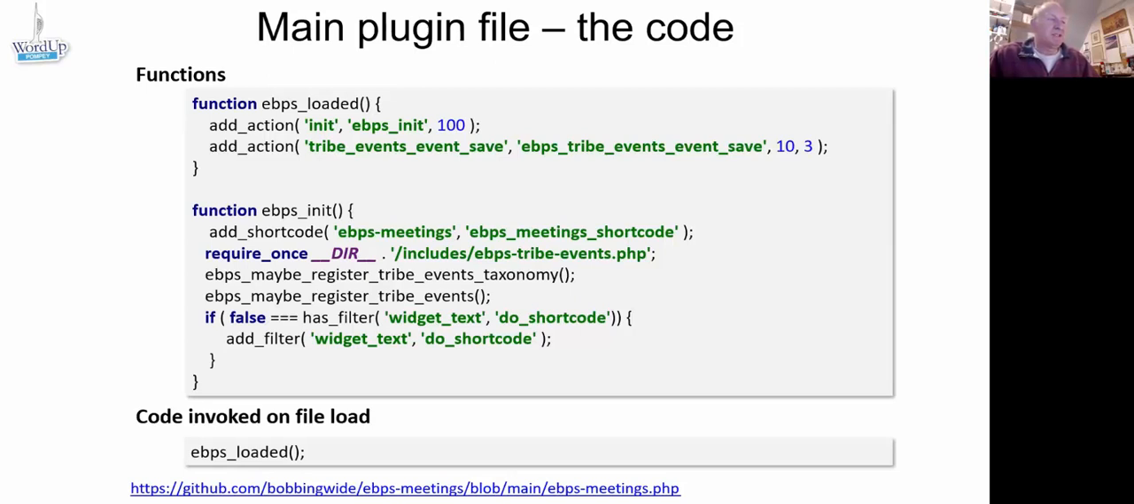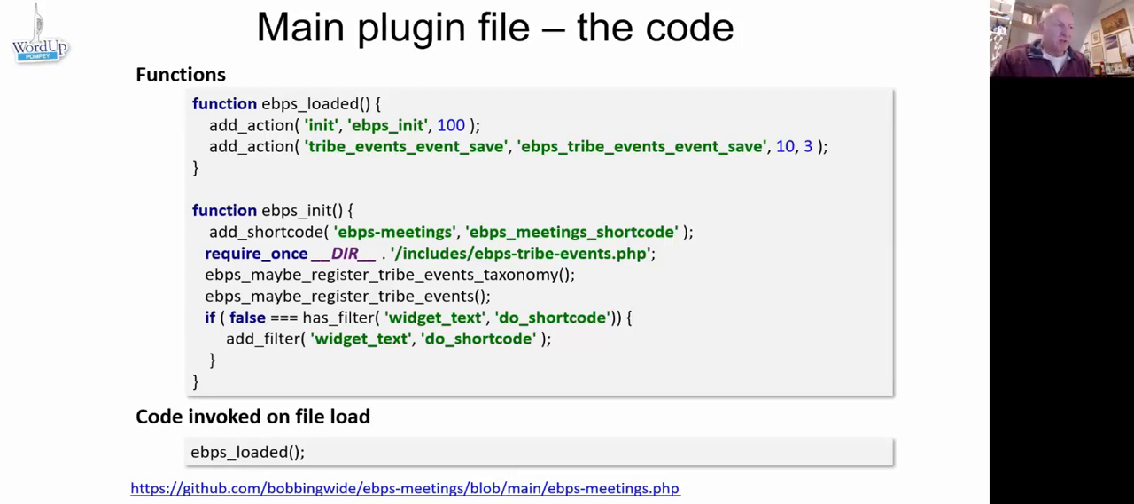Then the next piece of code finds out whether or not the filter called widget text already has a function called do shortcode associated with it. And if it doesn't, we're going to have to add it, because we're going to put a shortcode into a widget, and sometimes shortcodes aren't processed automatically by widgets. So here is a piece of code that adds in the capability of doing that. So that's probably a 201 or a 301 logic there.